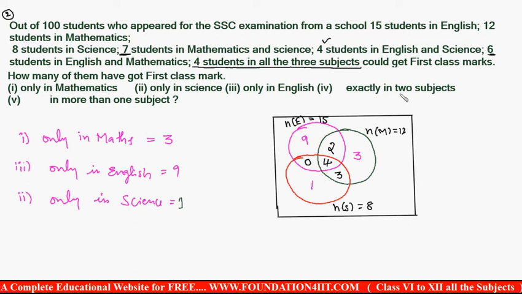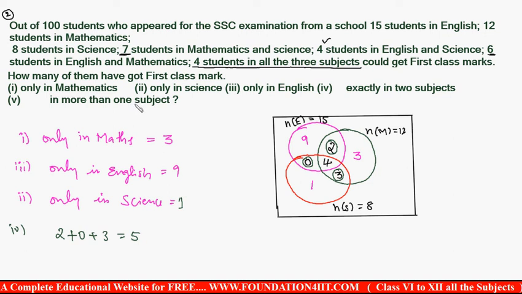When you see exactly in 2 subjects, it is these gaps. So which are those? This 2 is English and maths, 0 in English and science, 3 in science and maths. So only in 2 subjects is 2 plus 0 plus 3. Okay, only 5 students.